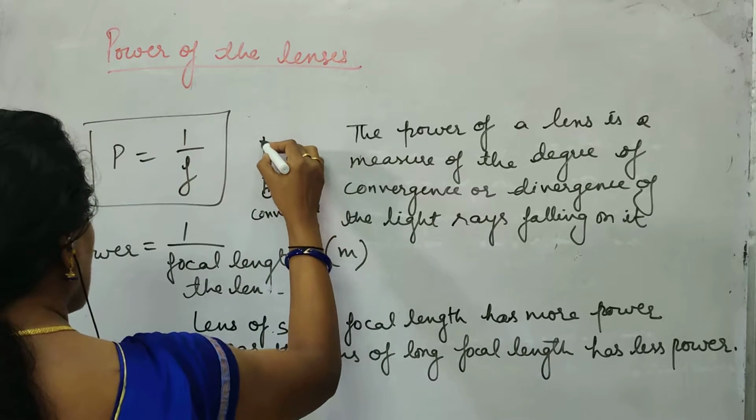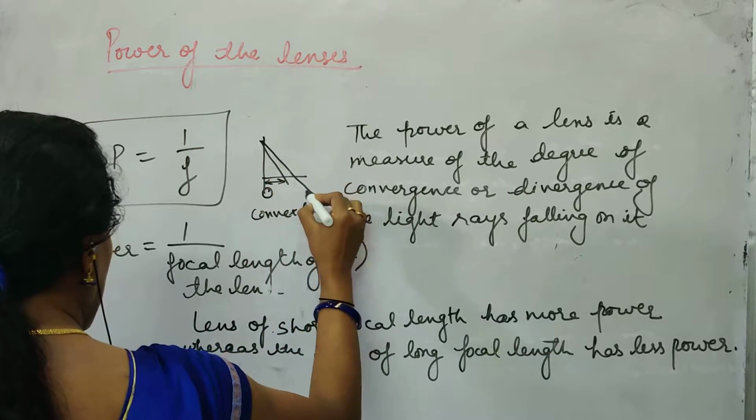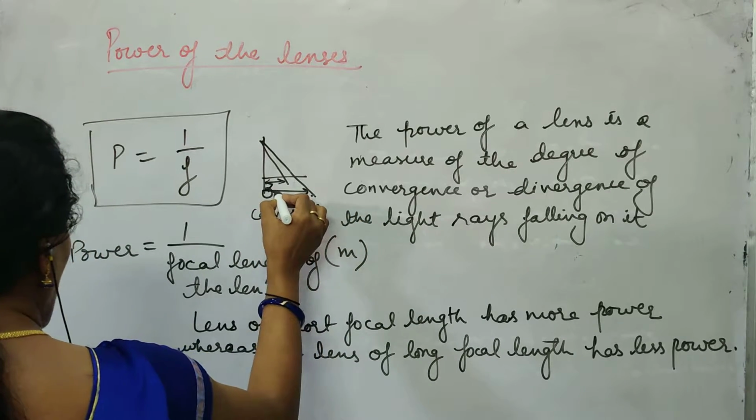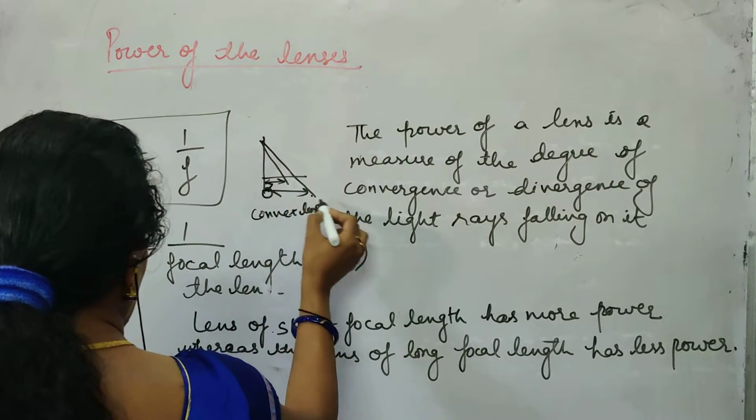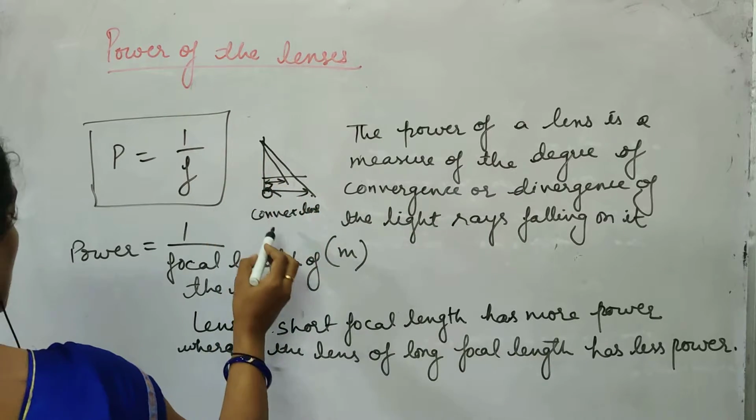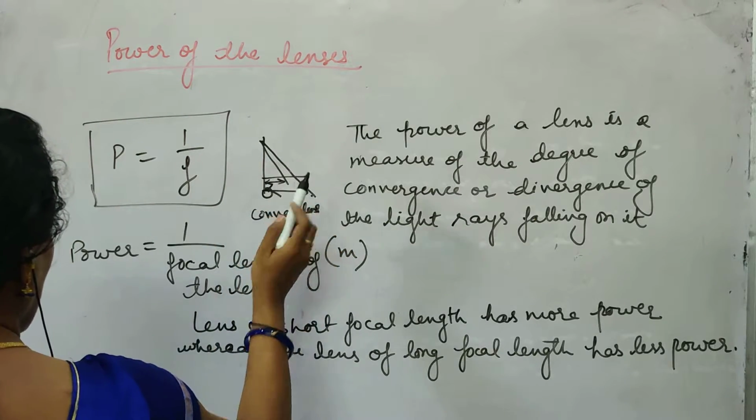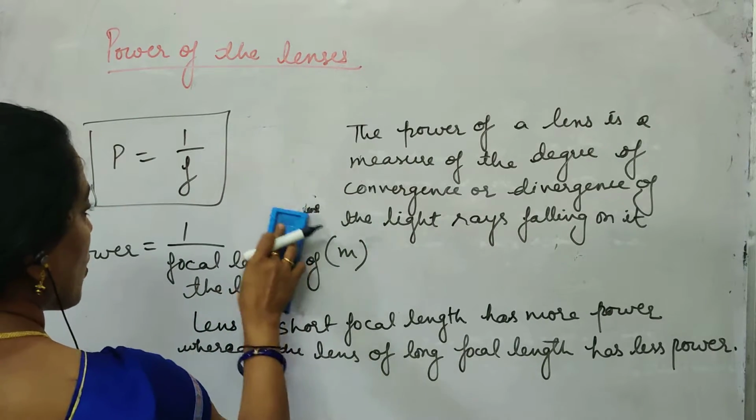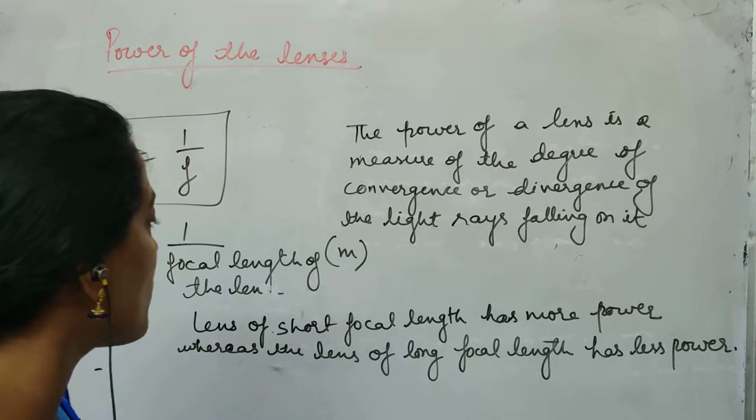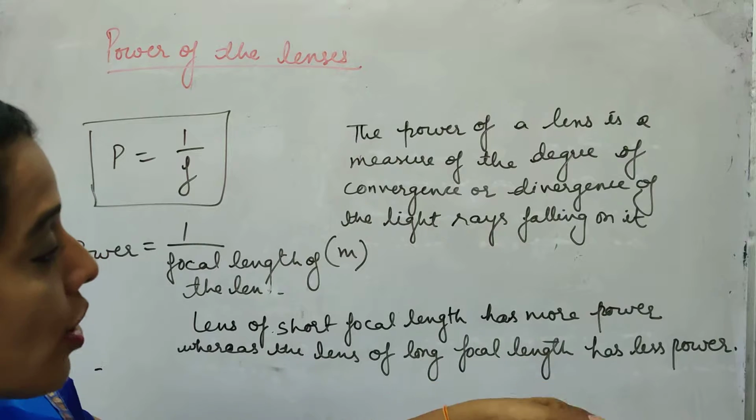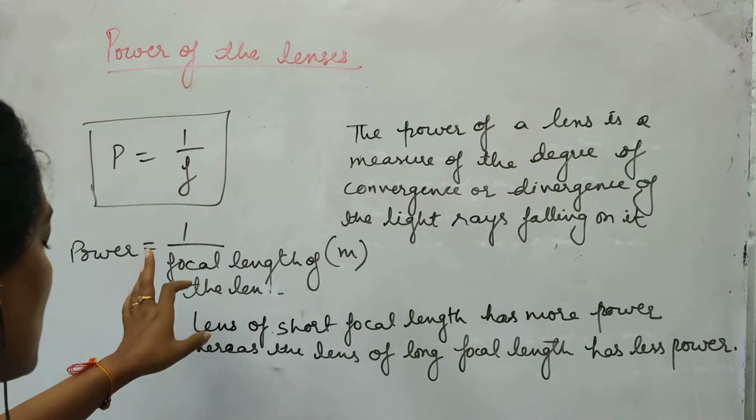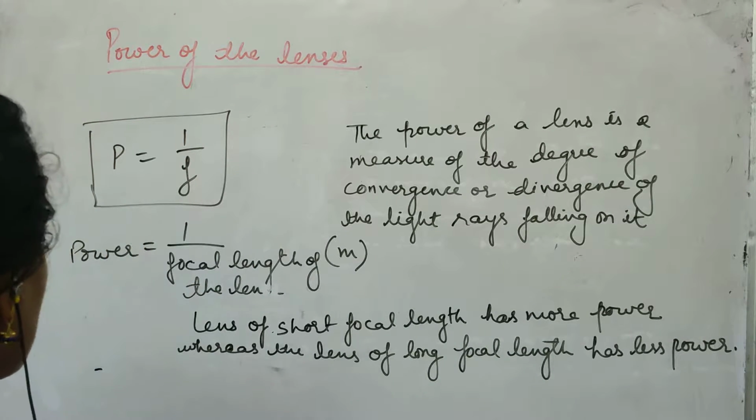When the point of the converging ray of light lies away from the optical center of the convex lens, it is said to have less converging power or lesser power. So on that basis we can conclude that a lens of short focal length has more power, whereas a lens of long focal length has less power in the case of convex lens.